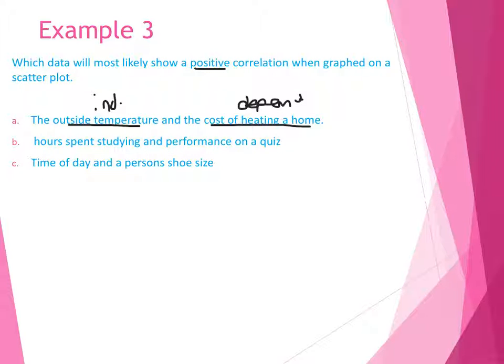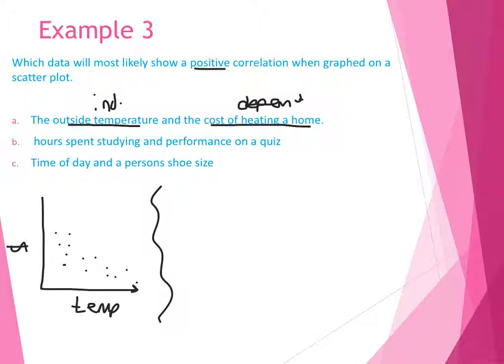So what would that graph look like? Well, if your temperature is independent, that's going to be on the x-axis. So there's your temp outside, and here would be the money it would take to heat your home. Well, the warmer it gets, the less you're going to need your heater. In fact, there's going to be a point where you turn off your heater completely. So that scatter plot might look like this, which is a negative correlation.